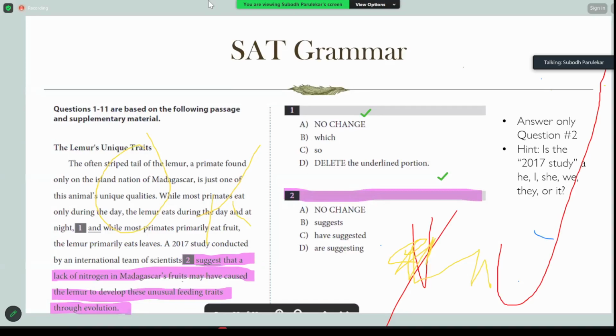There are 3 parts. So there is grammar, which is what we're going to focus on in this class, and then reading, and then math. But in this class, we are going to focus on writing, grammar. So basically, this is an example of an SAT grammar question. We are going to focus only on question 2. So I'll let you guys know how these questions work.